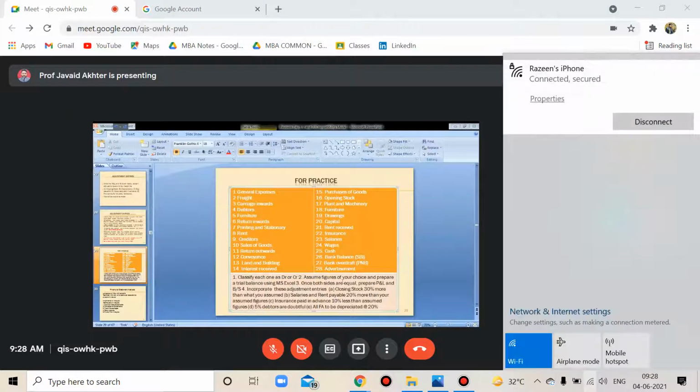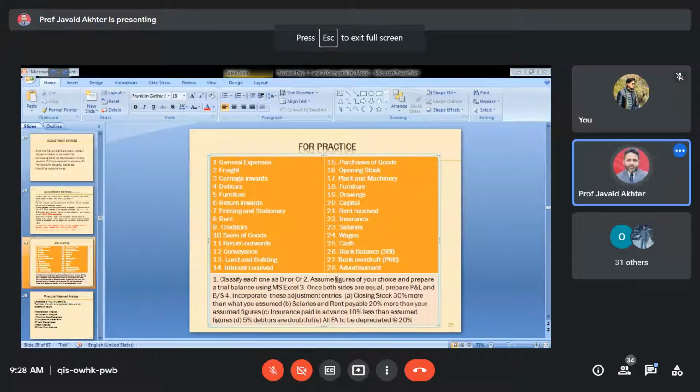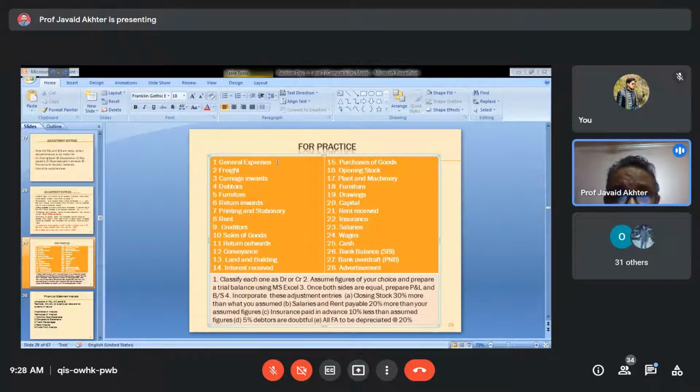What next you are all supposed to do? Assume figures of your choice and prepare a trial balance in MS Excel. When you are through with debit credit, you have written D, debit, like this you have mentioned. Once you have done it, against each write some figures of your choice and prepare a trial balance in MS Excel.